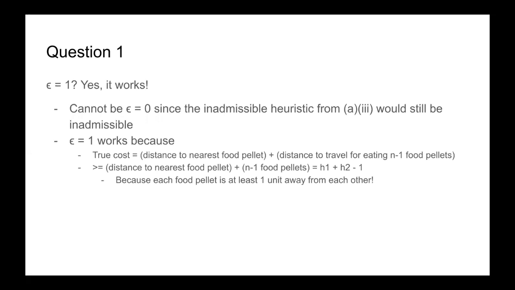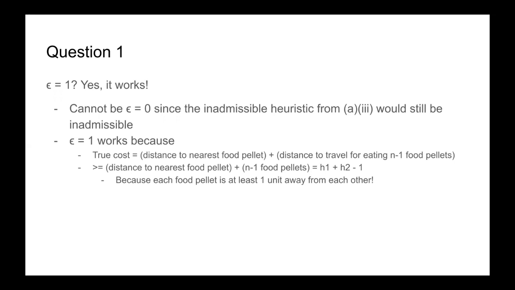So we can see that epsilon equals 1 works because the true cost for Pac-Man to travel to the goal state will be equal to the distance that Pac-Man has to travel to the nearest food pellet plus the distance that Pac-Man has to travel to eat the rest of the food pellets that are present on the grid. And that's going to be n minus 1 food pellets if we consider that at a current state, Pac-Man has n food pellets left. This true cost is always going to be greater than or equal to the distance to the nearest food pellet, plus the number of food pellets that would be left after Pac-Man eats that nearest food pellet.